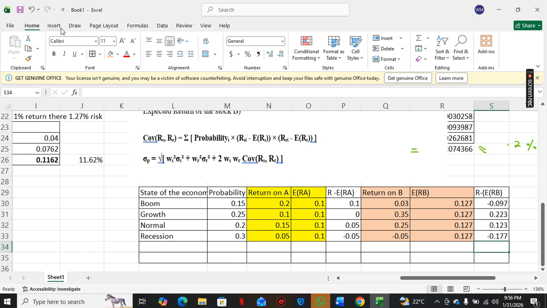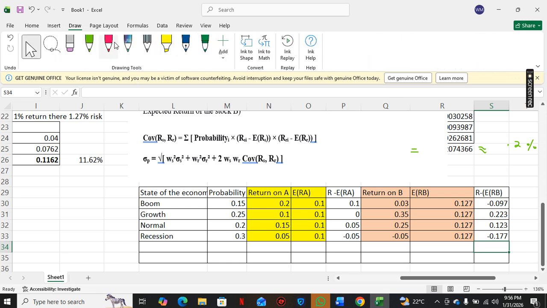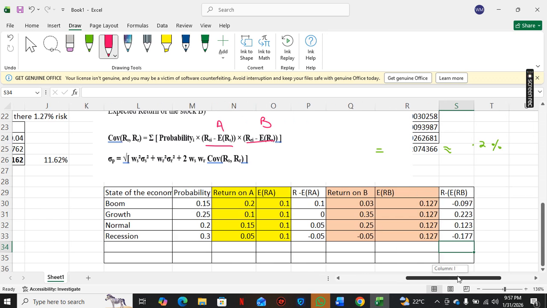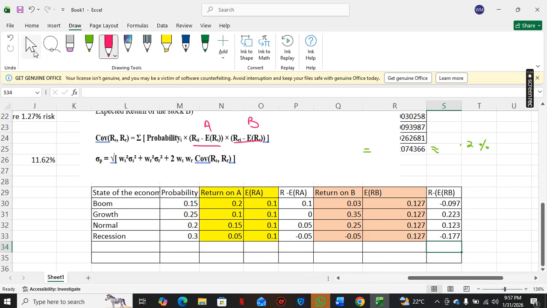Okay. This is the first part we've done. Each return here for investment A, each return minus expected return. For investment B, each return minus expected return. So basically these are the deviations. So these deviations we're multiplying by the probability. Okay? So let me put here.